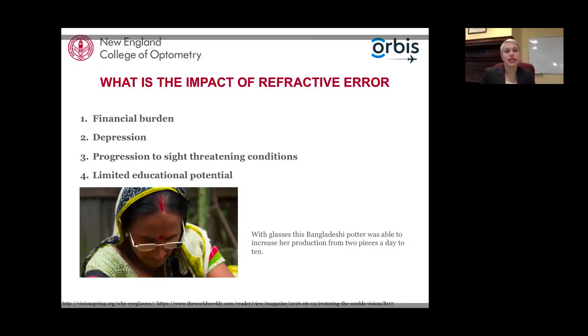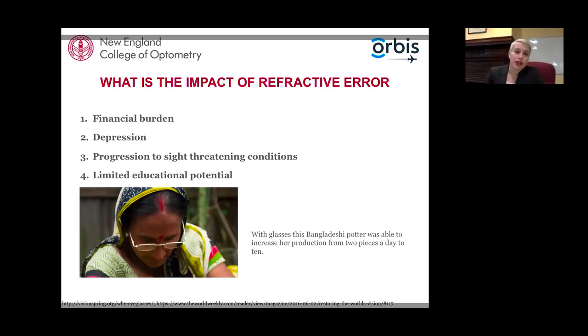So what's the impact of refractive error? Why is it so important to get people into glasses? Financial burden is a really big issue. Financial burden to communities and countries is a big concern. To have individuals out of work or in limited employment due to their lack of vision is not fantastic. Also, there's a financial burden to individuals who are unable to work, and a depression associated with that, not being able to contribute to their community to the fullest.